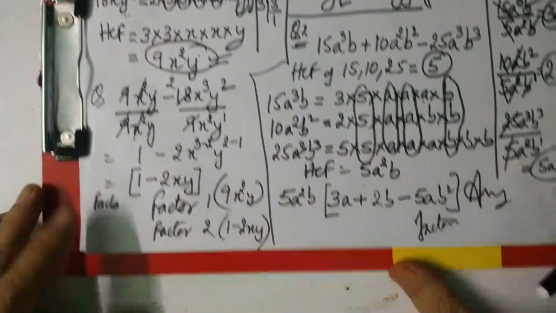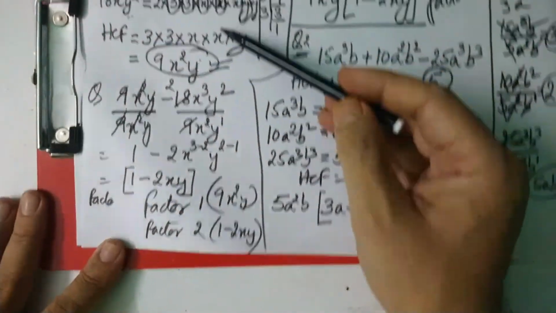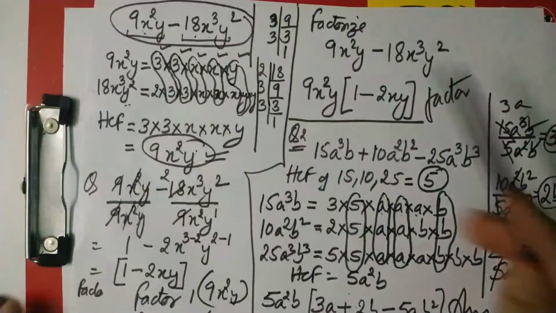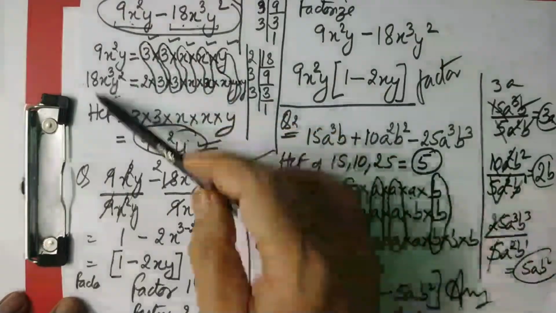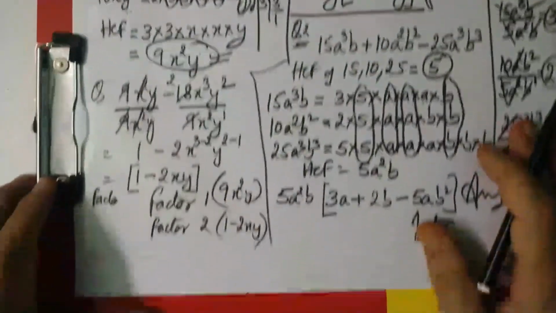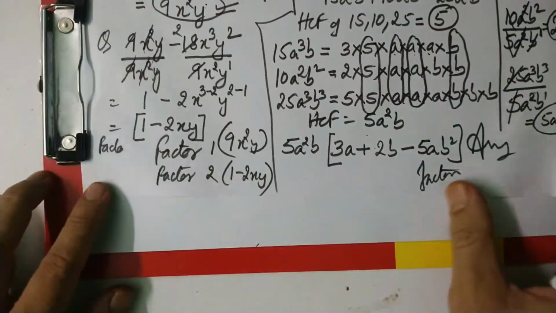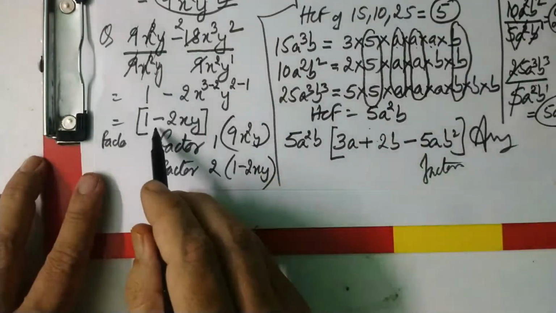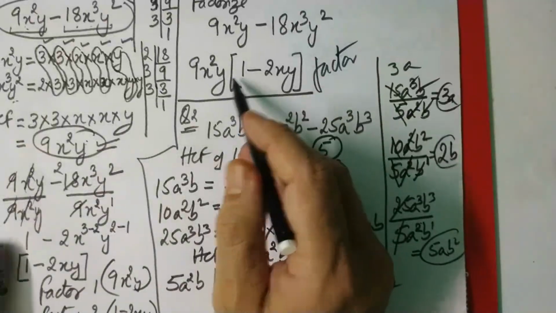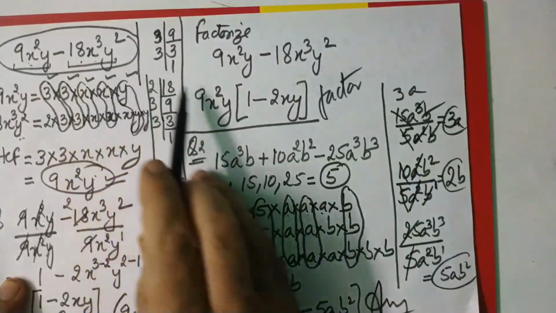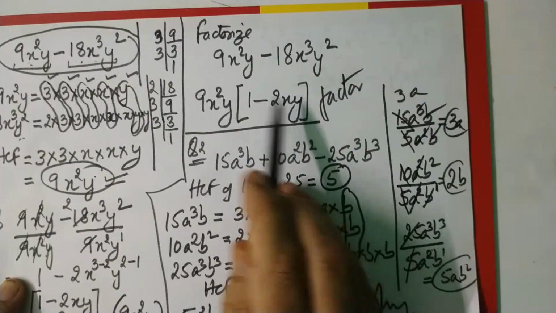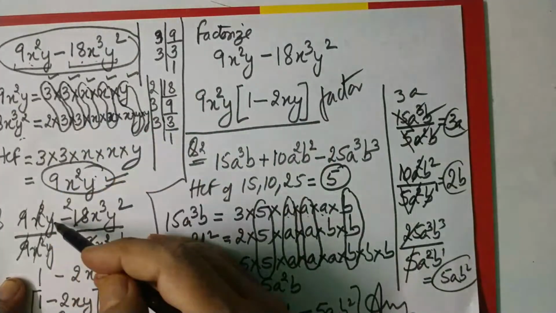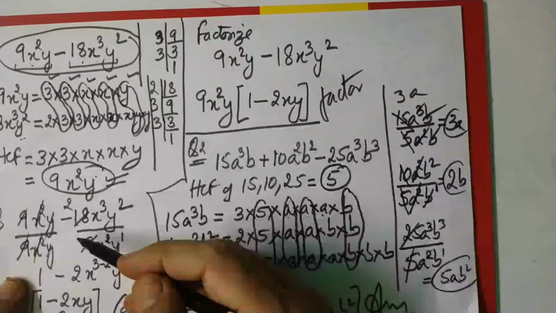But in the exam, I have told you that you don't have to show all this long process. You have to directly write the answer like I have written here. After the question you can directly take common and write the answer. You don't have to show all this working. This is for you to understand how it is done.